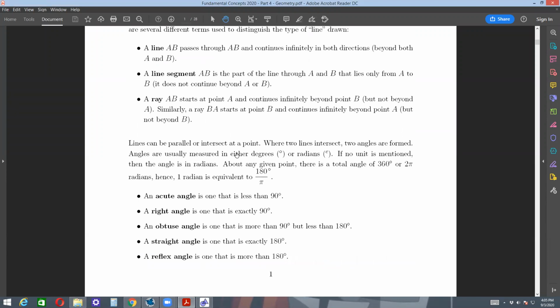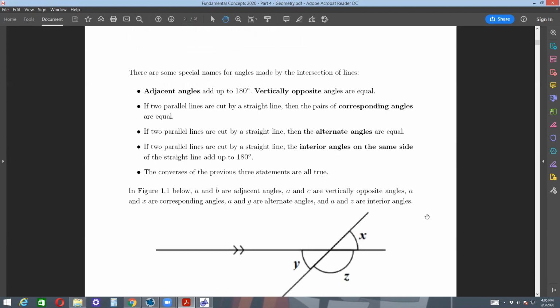The difference between degrees and radians, conversions from radians to degrees, or vice versa. The different types of angles. So what an acute angle is, right angle, obtuse, or reflex angle. Right, and then things like vertically opposite angles.